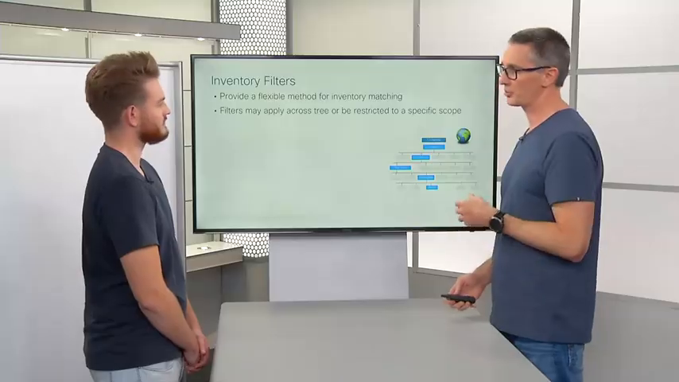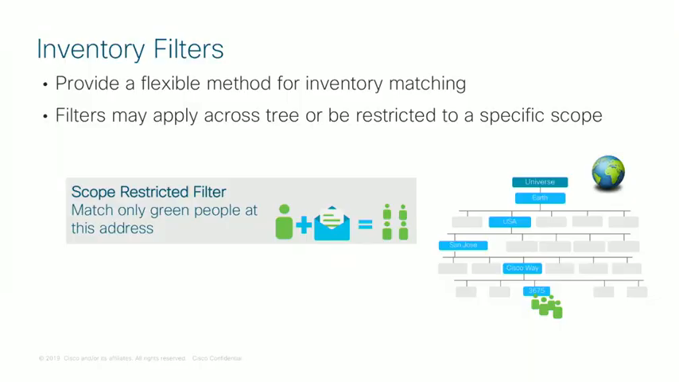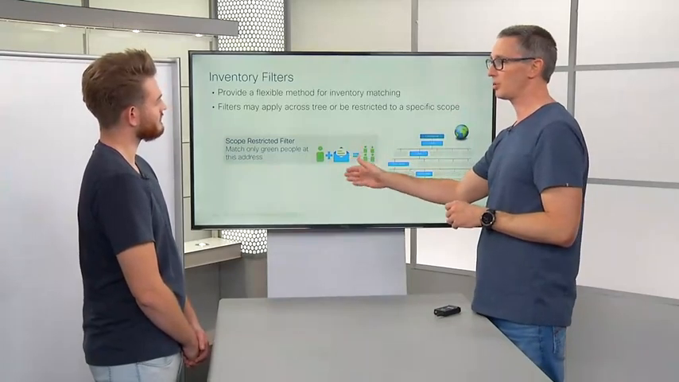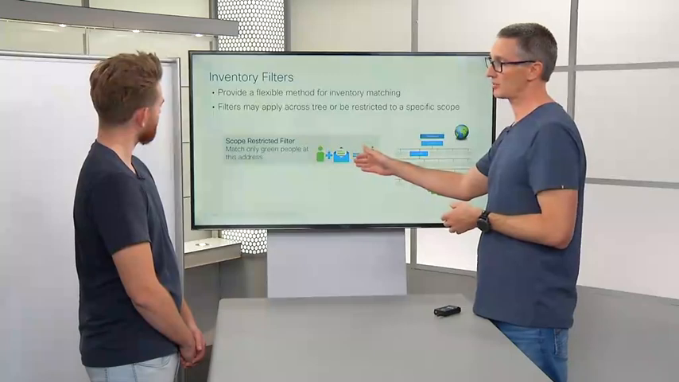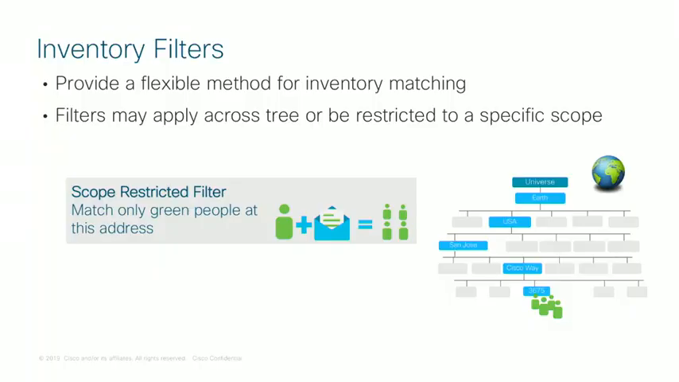Now in the example here, we'll be able to run a filter that's targeting a specific location. And you could consider this in terms of a leaf scope in a scope tree, or any scope in the tree as well. Here we're able to define a query that says we're looking for people with a specific attribute, in this case green people at this location, and the filter will collect for us those people that match those criteria.